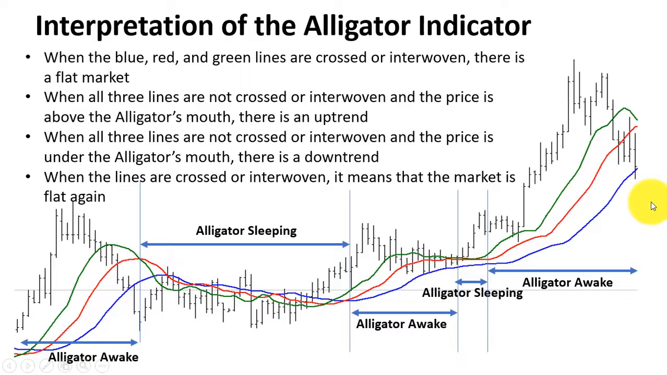When the lines are crossed or interwoven again, we say we go to flat market. So see the phases. Here we have uptrend. From uptrend, the alligator goes to sleep, because when the alligator is awake, that is when we are in uptrend or trending. Alligator asleep, no trend, flat market. It awakes again, trending, no trend, and trending. Okay.